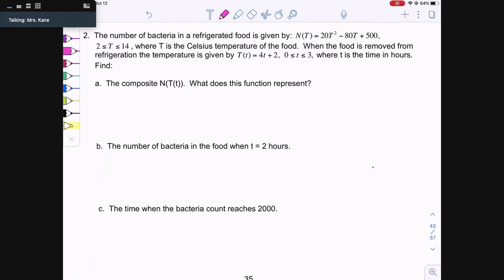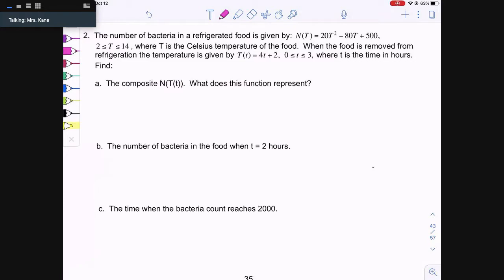It also says when the food is removed from refrigeration, so we take it out of the refrigerator, the temperature can be given by capital T for temperature of little t for time. So essentially, obviously, the temperature is going to increase. The food is going to get warmer as it sits outside and it's not in the refrigerator. Makes sense. So this formula here, 4t plus 2, that's a linear formula. So essentially, it's increasing by 4 degrees for every hour. Time is in hours, and it has us going from 0 to 3.